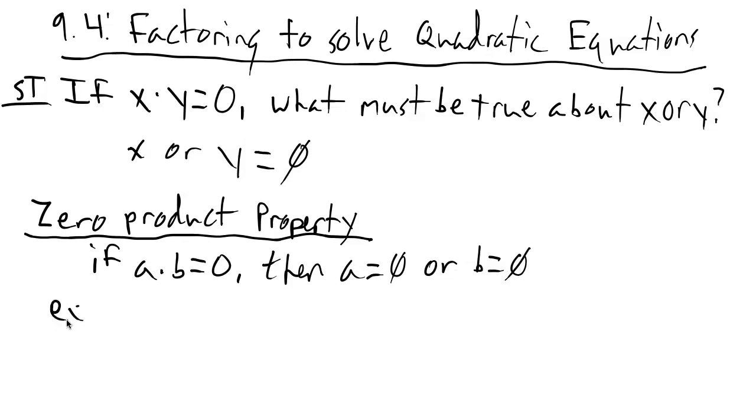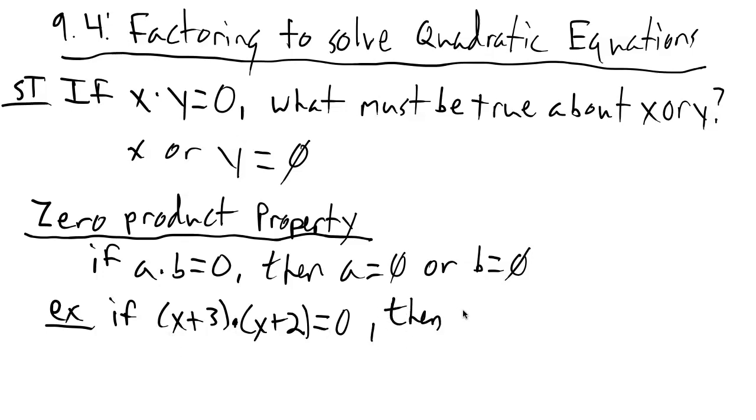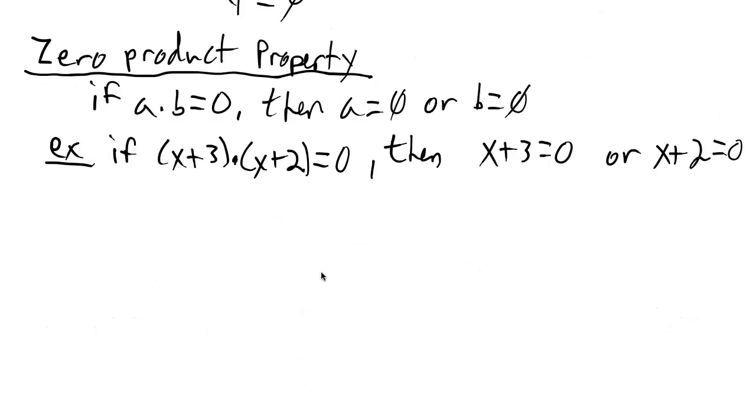Why is this important? Well, let's say you have two factors. Let's say you have x plus 3 and x plus 2. You've factored some quadratic, so you get x plus 3 times x plus 2 is equal to 0. What this means is that x plus 3 is equal to 0, or x plus 2 is equal to 0. So this allows us to break up something over multiplication so we can solve for x. Let's do a couple of examples of this.